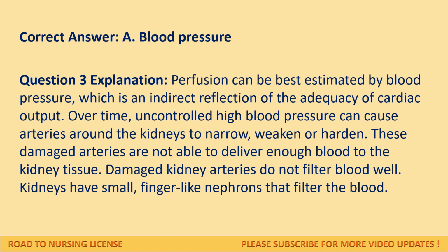Question 3. Explanation. Perfusion can be best estimated by blood pressure, which is an indirect reflection of the adequacy of cardiac output. Over time, uncontrolled high blood pressure can cause arteries around the kidneys to narrow, weaken or harden. These damaged arteries are not able to deliver enough blood to the kidney tissue. Damaged kidney arteries do not filter blood well. Kidneys have small, finger-like nephrons that filter the blood.